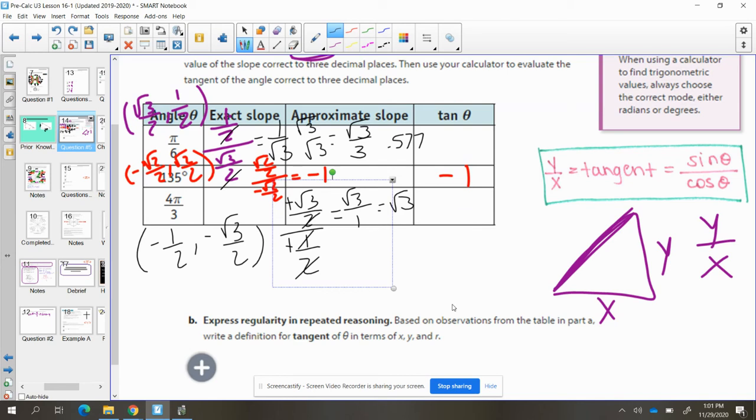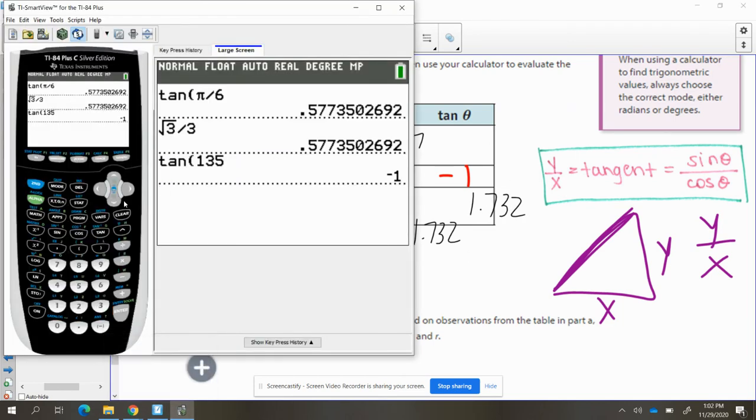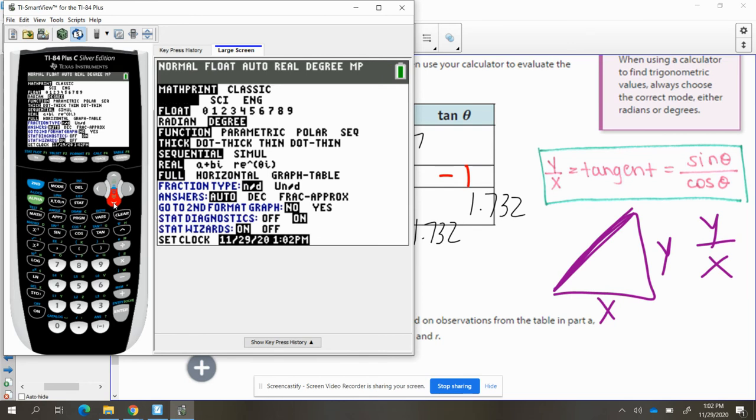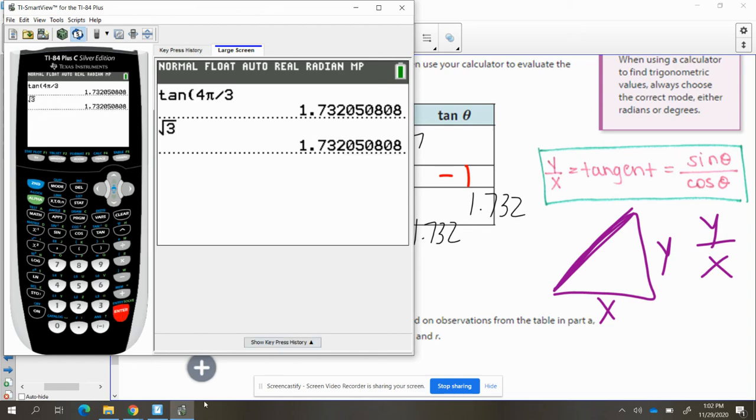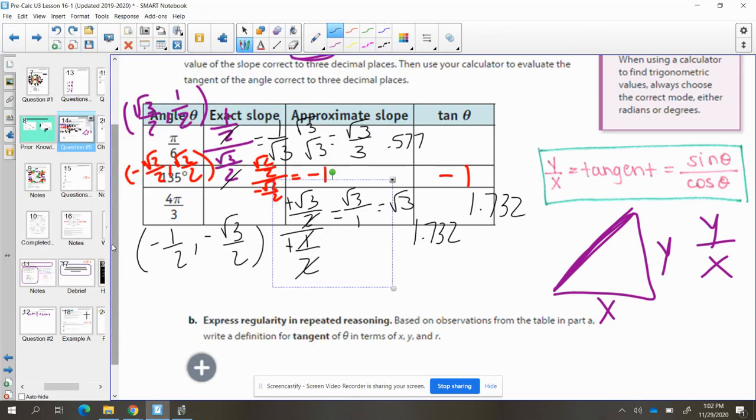The square root of 3 is about 1.732, and if you put your calculator back in radians, you would see that the tangent of 4 pi over 3 is also 1.732. So you can always check this out by typing it into your calculator. Now again, be very cautious of your mode to make sure that you're doing this correctly. So 4 pi over 3 is again the same value as the square root of 3. So we could check that we did that correctly.